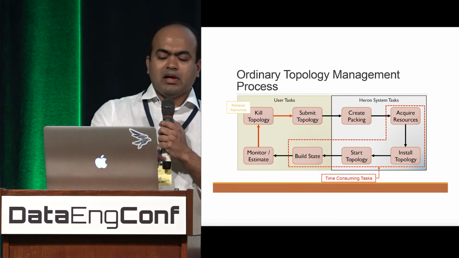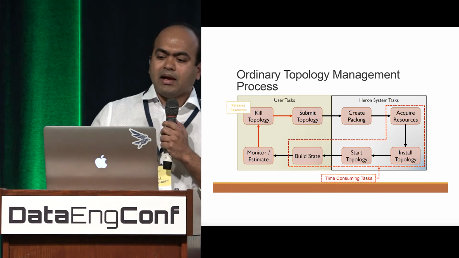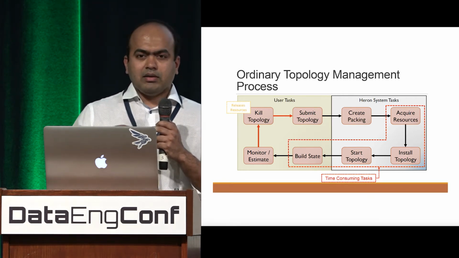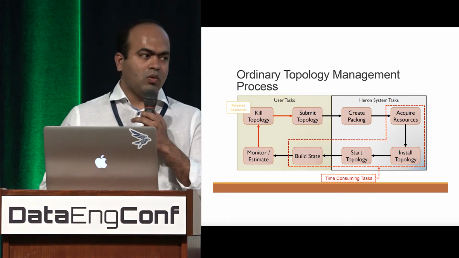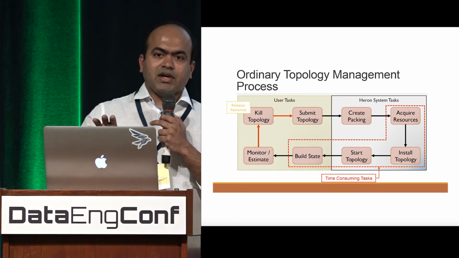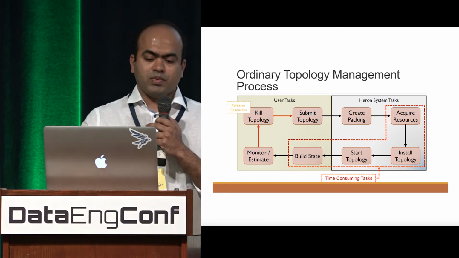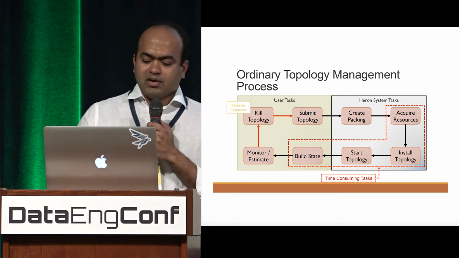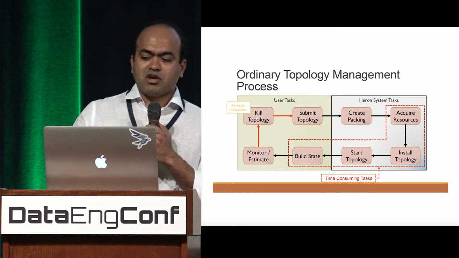So this is another representation of the topology management process. You submit the topology, you create a packing plan, resources are acquired, topology connections are made, processes are started, and when the process starts, user code will probably build a state there, which could be a machine learning state, or a key value state, whatever state is required, right? These four steps are executed by the Heron system: creating the packing plan, acquiring resources, installing the topology, and starting the topology. And these two are the user tasks, wherein the code has to be submitted and a state has to be built, right? But this is where the real problem starts, because these four steps are very, very time consuming.